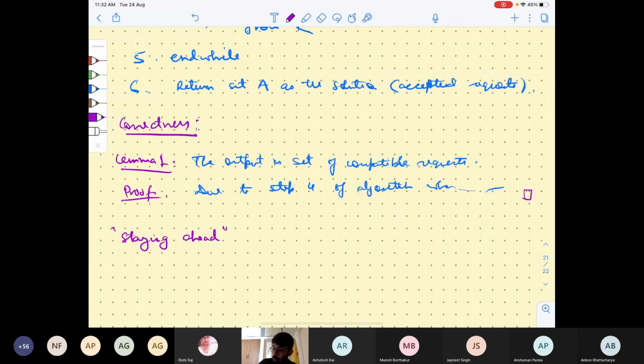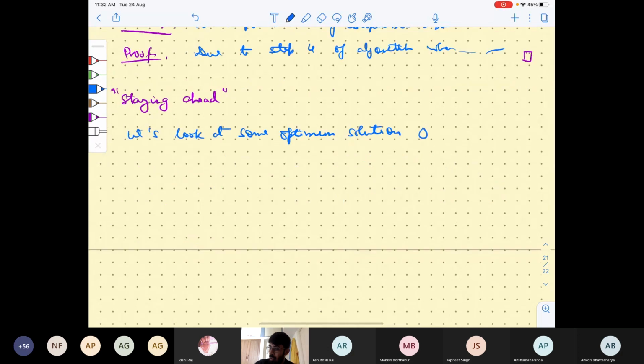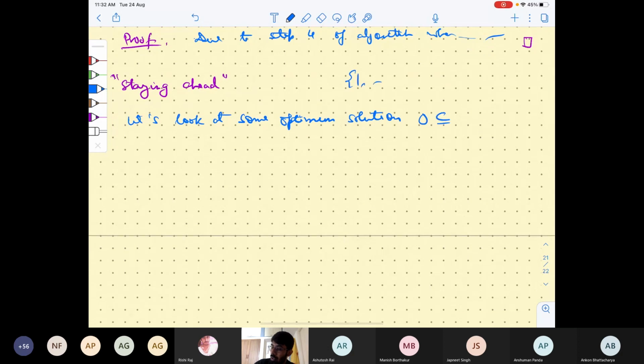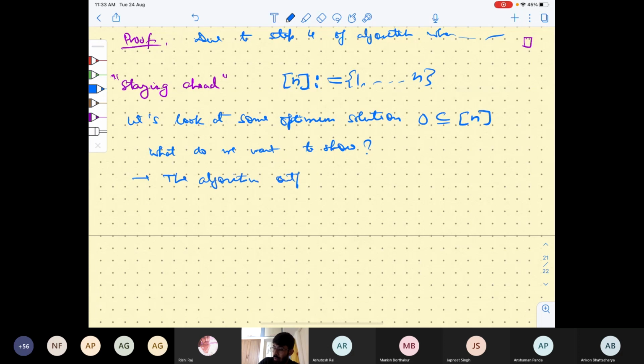Let's see what we mean by that. Let's look at some optimal solution O, which is a subset of 1 to n; I'll also use this notation for 1 to n. So suppose there is some optimum solution O, which is a subset of n. What do we want to show? Can we show that the algorithm outputs O? Can we show such a thing?